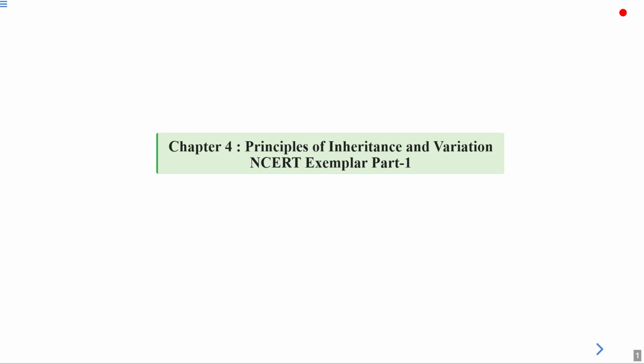And today we'll be discussing the NCERT Exemplar questions for the chapter Principle of Inheritance and Variation. So this is part 1 of the lecture. In this lecture we'll be discussing some of the questions and the rest of the questions we will discuss in the next session.